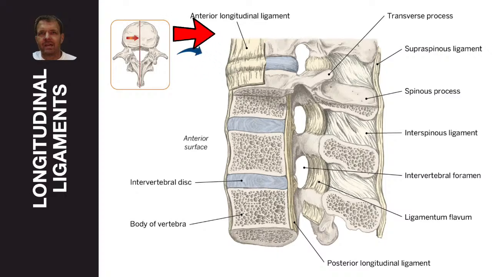So that's called the anterior, because it's at the front, longitudinal, because it's really long, and ligament, because of the type of tissue that it is. So it covers the front of the vertebra, the front of the vertebral body, and it also covers the disc as it's making its way up and down. Okay, so that's the anterior longitudinal ligament, which looks like this.